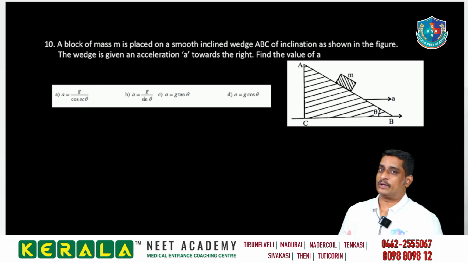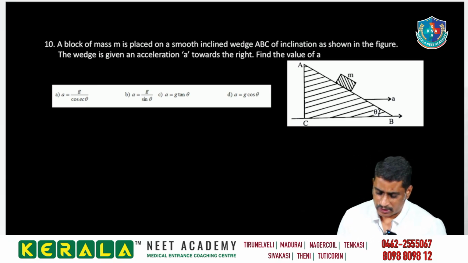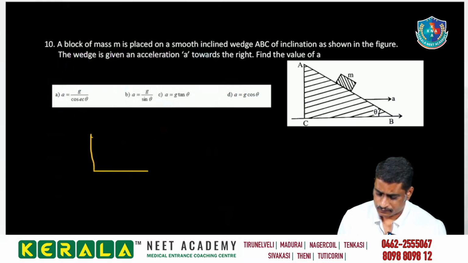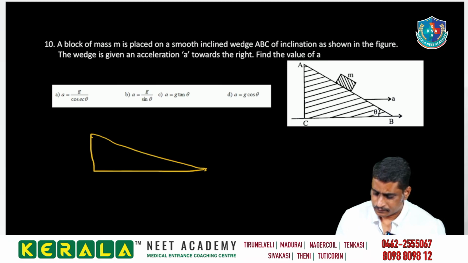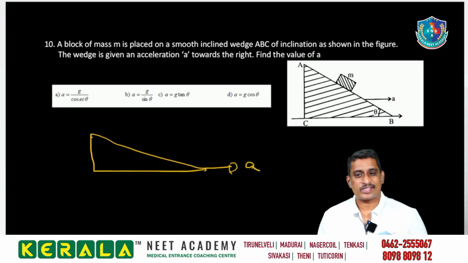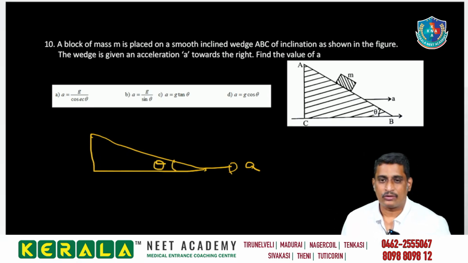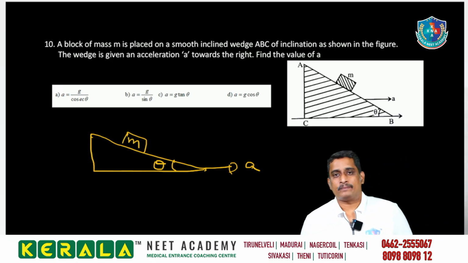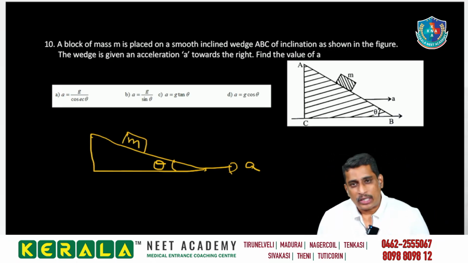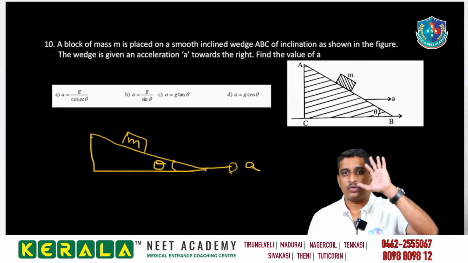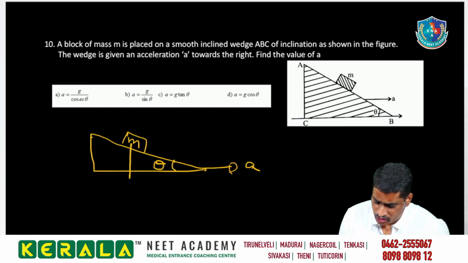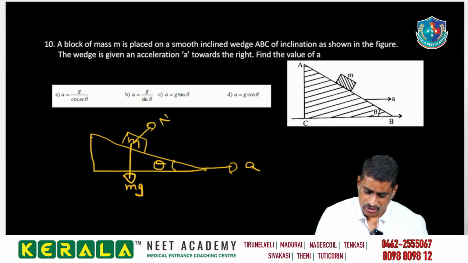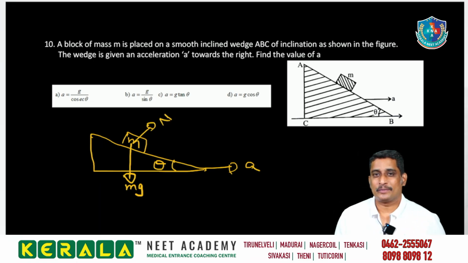I solve this particular example from the wedge frame of reference. Look at this diagram. Here, wedge is accelerating along positive x-axis. This angle of inclination they have given as theta. If you look at that block from the wedge frame of reference, totally that block will be acted by three forces. One force is mg, vertically downwards. Second force is normal force from the wedge. And third force will be the pseudo force.